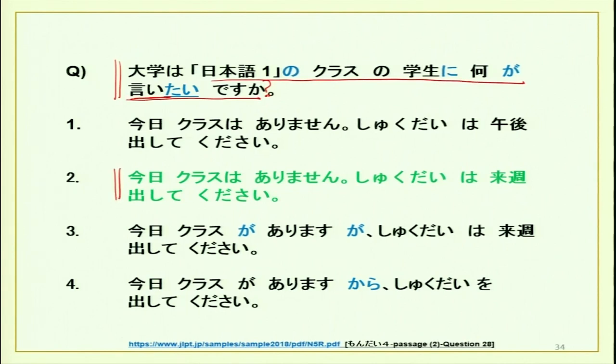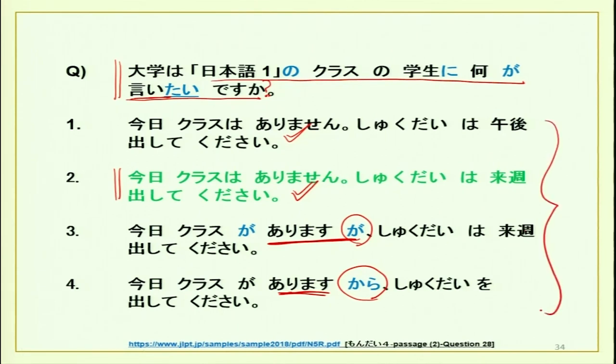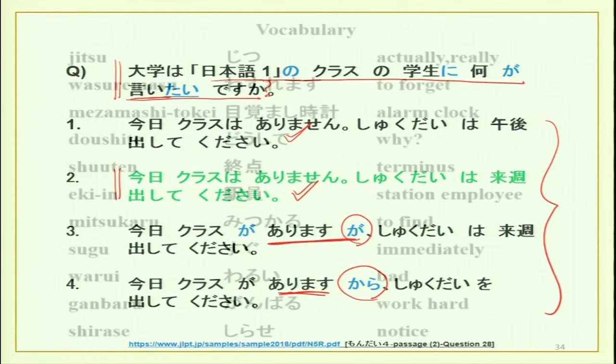The other three are all incorrect, so I'll read them anyway. Kyo kurasu ga arimasu kara. So the first thing is wrong. We need arimasen in our answer. Over here also it is arimasu. And he says kyo kurasu ga arimasu kara, shukudai o dashite kudasai. Arimasu ga shukudai wa raishu dashite kudasai. So this is how you will get the questions. Sometimes there is a passage and sometimes the questions are very, very direct. I'll be doing it again and again with you so that you are comfortable when you see the paper. Go over it on your own and you'll be able to understand.